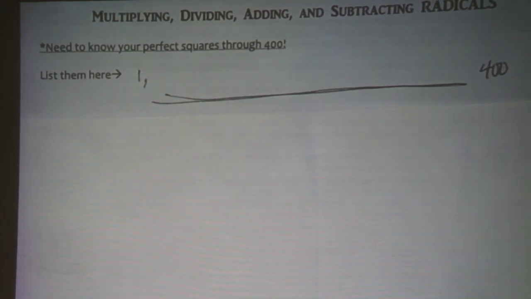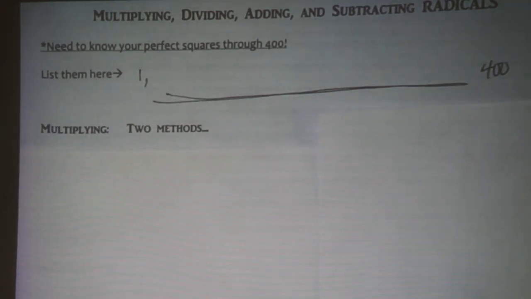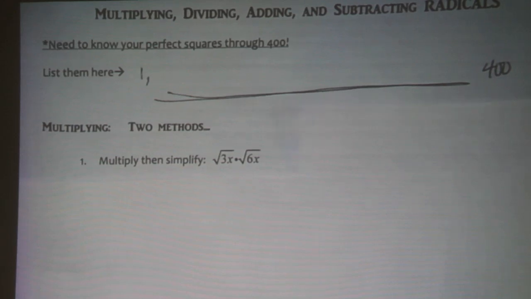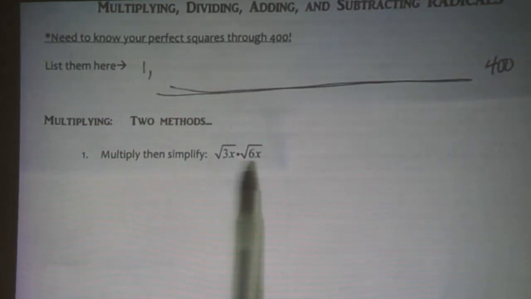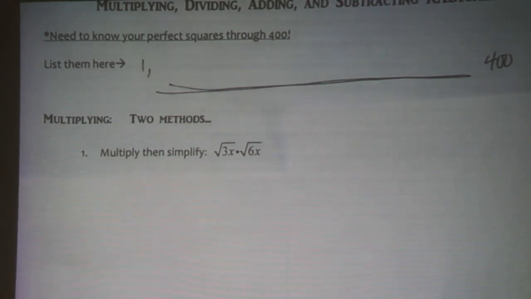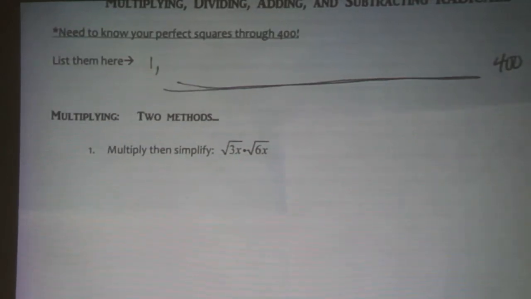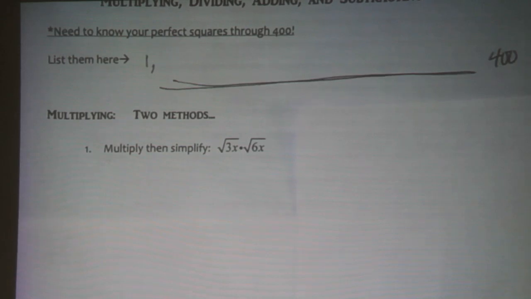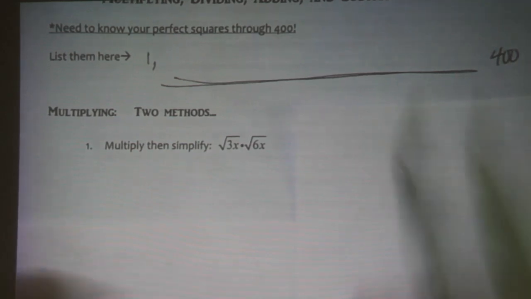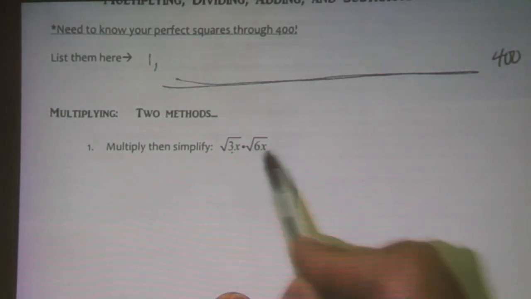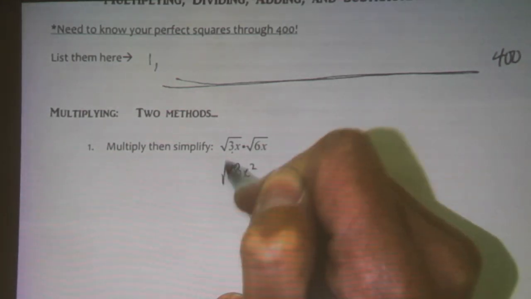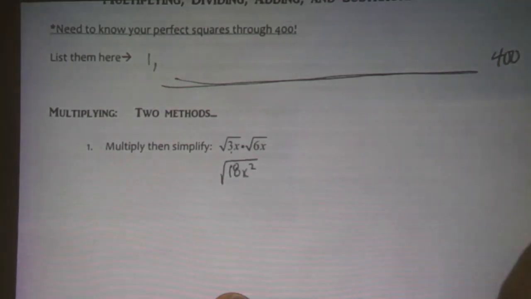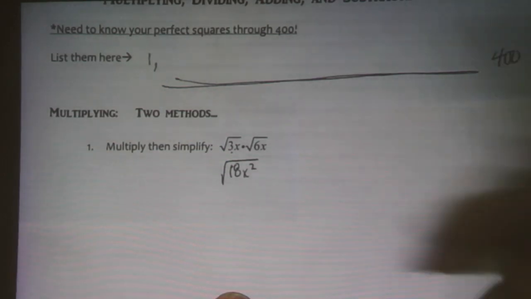All right, so we're going to look at multiplying first. There are 2 ways that you can look at multiplying radicals. If the radicals that you're given cannot be simplified inside, meaning there is no perfect square that goes evenly into them, then what you have to do is you have to multiply first. So 3x times 6x is 18x squared, and that's under the radical. Then you need to look and see if anything can be simplified.